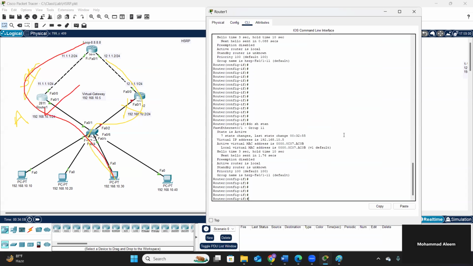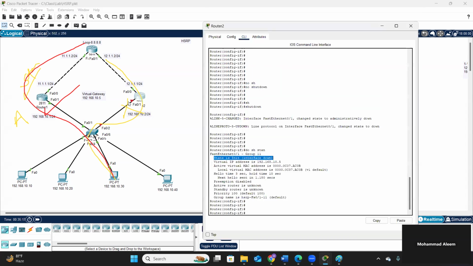Here you can check. This router is now active, having the priority also 100 and the lesser interface IP address, 192.168.10.1, compared to the other. If I use the no shutdown command here, this router will take a rollback.